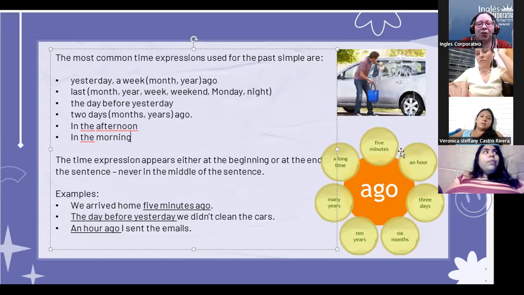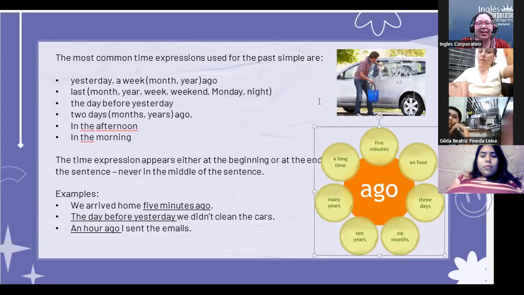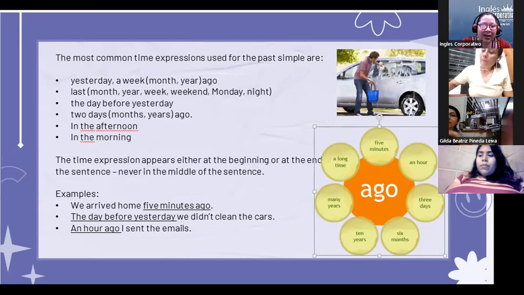So we can say, for example, ago means a long time. Ago can be just 5 minutes ago. Okay. Ago can be an hour ago, 3 days ago, 6 months ago, 10 years ago. A cualquier cantidad de tiempo le podemos poner ago y ya sería las veces de hace, ¿verdad? Hace. Ok. Entonces, ahora que ya vimos estas expresiones de tiempo, yo les voy a hacer una pregunta.